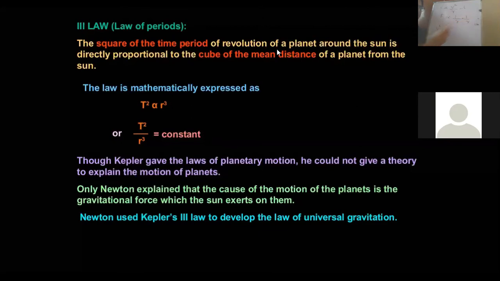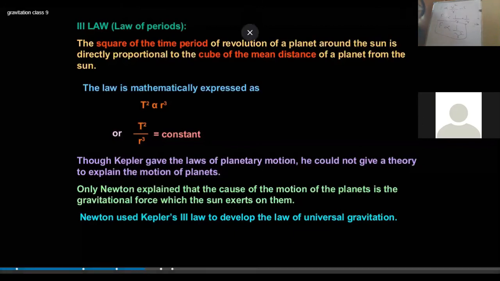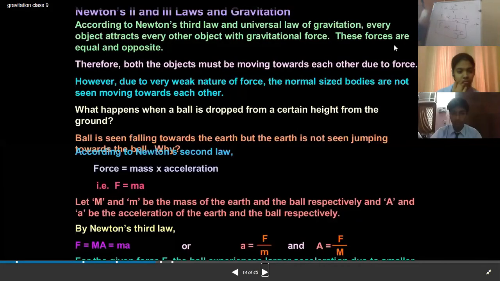In mathematics, when bases are the same, powers are added. So I can say F is directly proportional to 1 upon R square. This is what we know as the inverse square rule, which was used by Newton in postulating his famous universal law of gravitation, right?